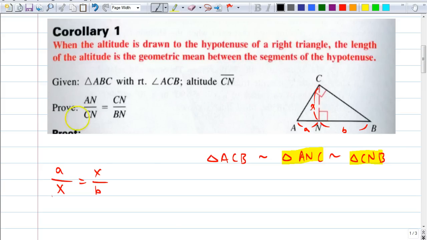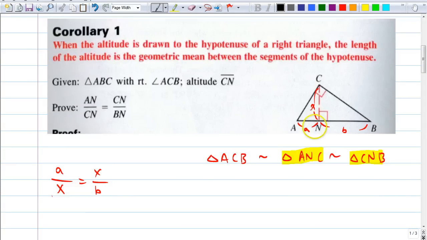One on the left, Cn is the longer leg. One on the right, Cn is the shorter leg. Does that make sense? So the shorter leg over the longer leg is equal to the shorter leg over the longer leg of the one on the right. Do you see how that works? Okay, so that's what we have here. Any questions?